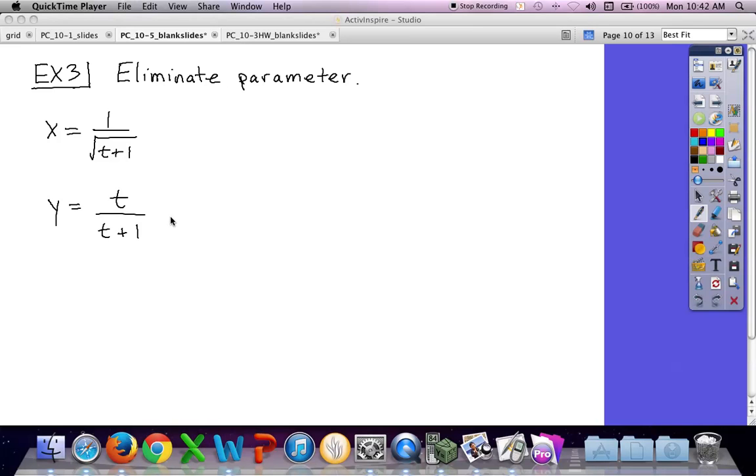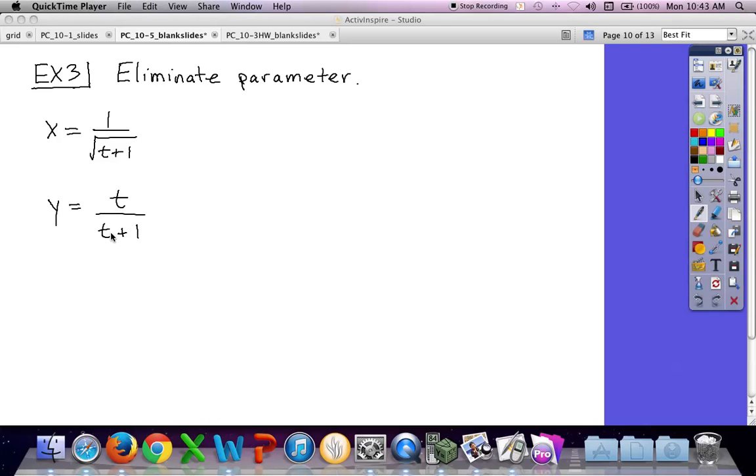Eliminate the parameter. So what did we say? First step would be solve one of the equations for the parameter, right? Now you have your pick. There are things that I don't like about either one of them. I don't particularly like the square root to deal with there, but I also don't like the fact that I have t in two different places here.